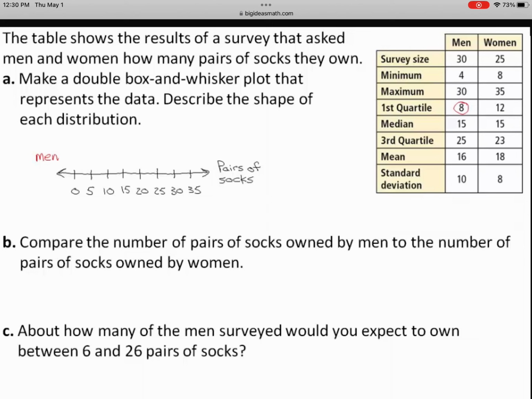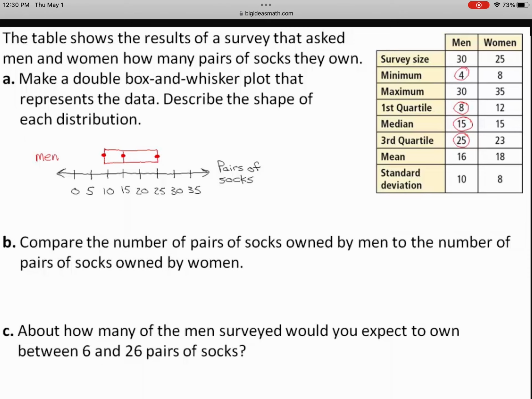Notice that the first quartile is 8. Plot a point at 8. Then notice that the third quartile is 25. Plot a point at 25. Then use the first quartile and the third quartile to draw a box. Next, notice that the median is 15, so plot a point at 15 and draw a line through the median.